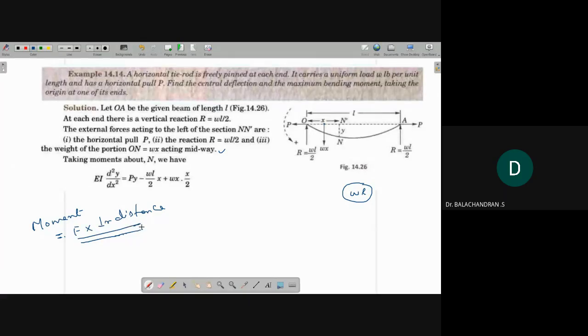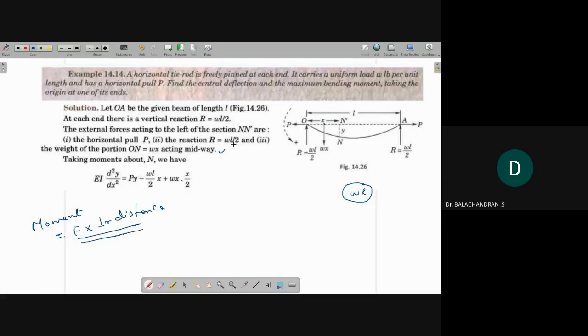So F into perpendicular distance. The force here is the horizontal pull, that is P, and the perpendicular distance means this distance Y. So this is the horizontal pull P, and the perpendicular distance is this distance Y, which is perpendicular to this direction.